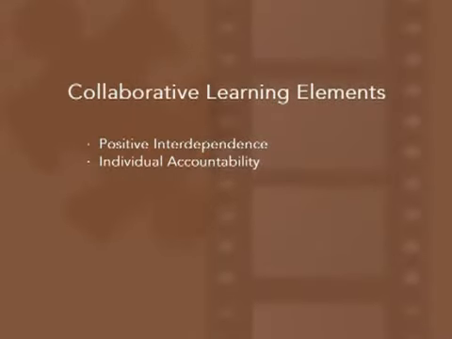To check for positive interdependence and individual accountability, I gave them one sheet of paper after I put them in groups, so it was resource dependent and they had to work together.